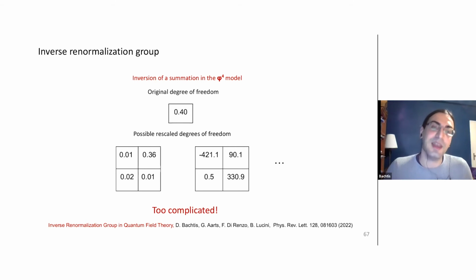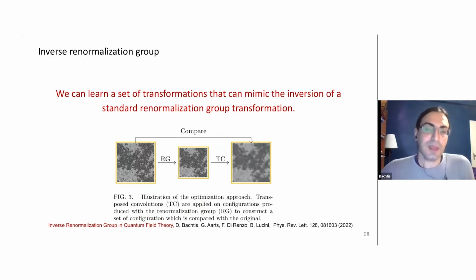At the same time, this is exactly the point where one hopes that with the use of machine learning, they can simplify this problem and they can obtain the solution. So we thought that we can learn a set of transformations that are able to mimic the inversion of a standard renormalization group transformation.